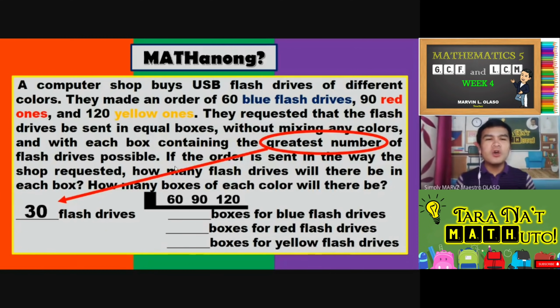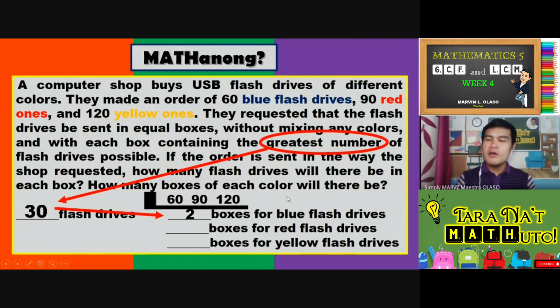Now, ang tanong, kung 30 flash drives ang nakalagay sa isang box, ilang boxes ang pwede sa blue? Ayan, ilan ba lahat ang blue natin? 60. So, anong gagawin mo kung ang laman ay 30 sa bawat box? Yes, you are going to divide. 60 divided by 30 equals 2. Alright.